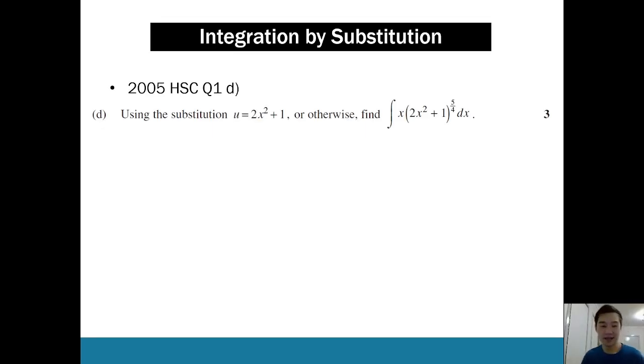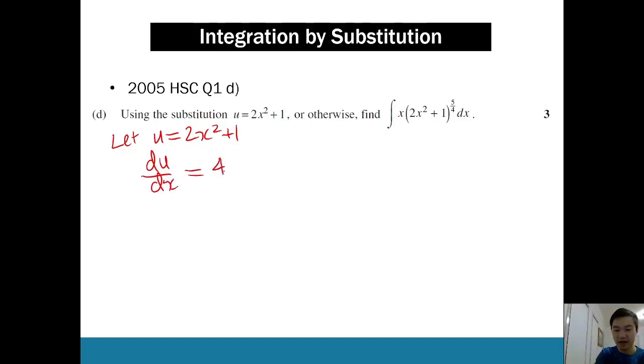So here in the 2005 HSC, we're asked to use the substitution u equals 2x squared plus 1, or otherwise to find this integral. So remember, with any substitution question, when you're using it, you need to specify what you're letting u be equal to. So here it's going to be 2x squared plus 1. And then we're going to differentiate our substitution. So we can say du dx is going to be 4x. That's going to be our derivative. So therefore, we can say du is going to be 4x dx.